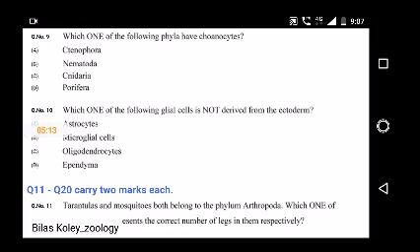Now we will discuss question number 9. Which one of the following phyla have conocytes? And the options are Ctenophora, Nematoda, Cnidaria and Porifera. In these questions, the right option is option D.